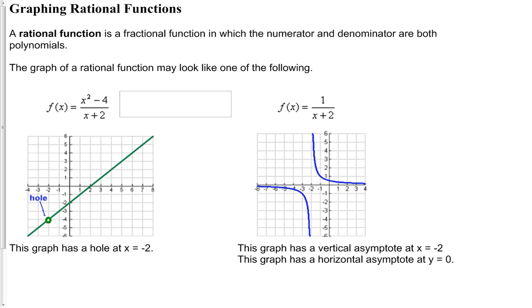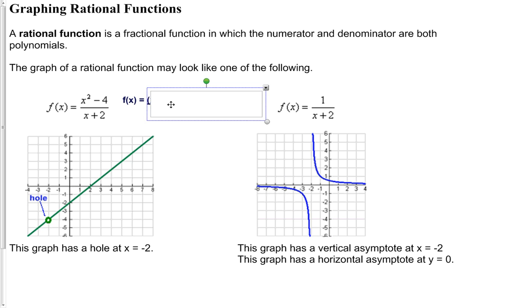This first one here actually looks like a line. However, we have a hole at a certain point, at the point value of x equals -2. Now, where did that hole come from? If we take the original polynomial that we're given and we factor it out, we'll see something interesting happen.